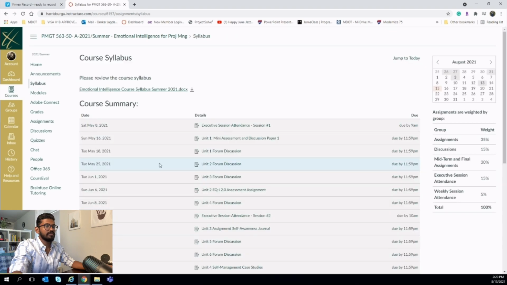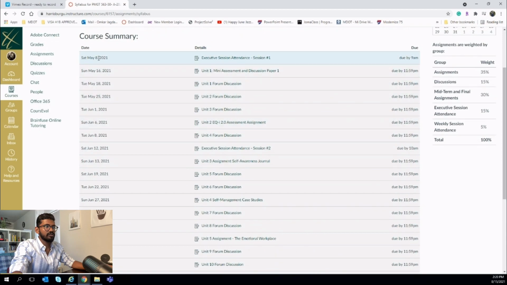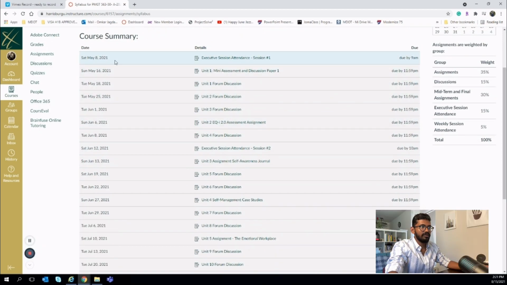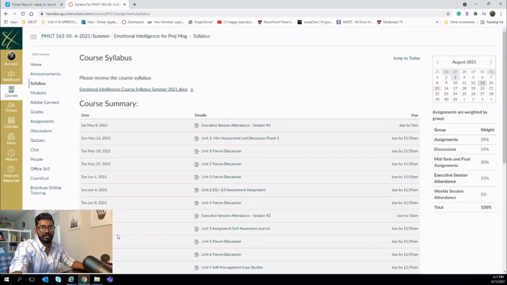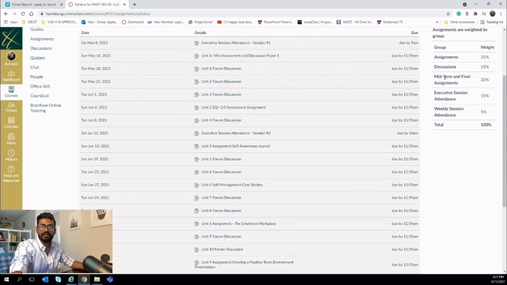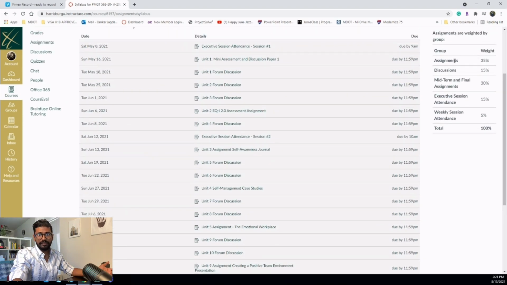This is where your syllabus is. It kind of gives you an idea of what's going to happen in the semester. So look at that. My classes started on May 8th and they ended on August 13th. So that's how it kind of gives you an idea. On the right here you have your syllabus, how much every course is valued. So basically assignments are valued at 35%, so that is a big chunk, so make sure you don't miss that. Discussions are 15%, a little bit less grade.